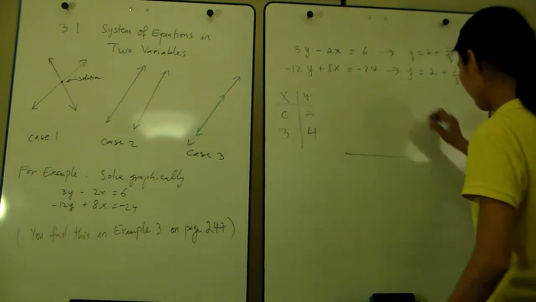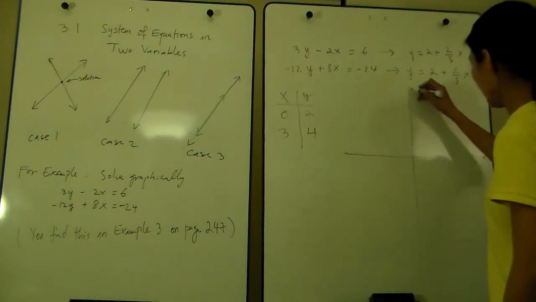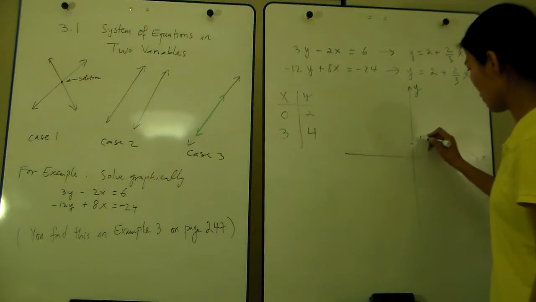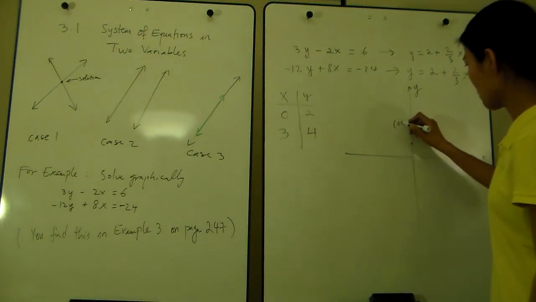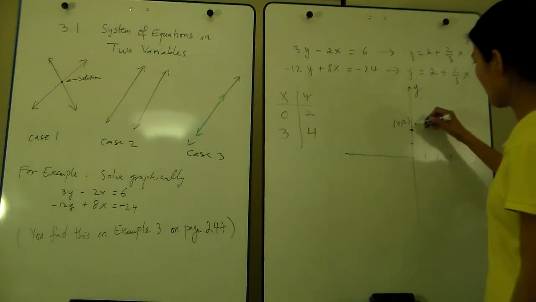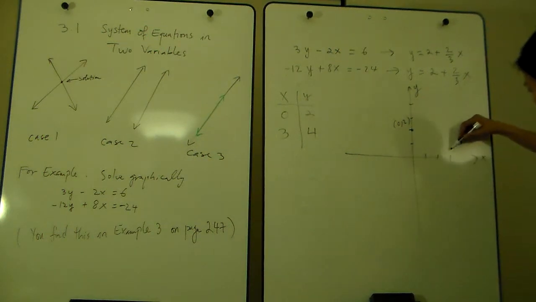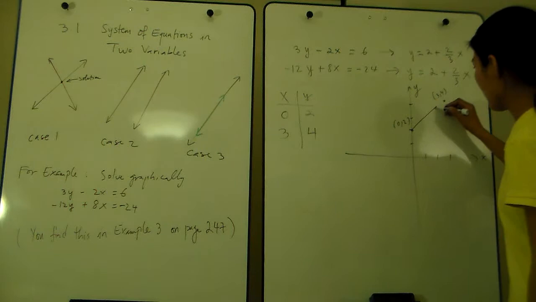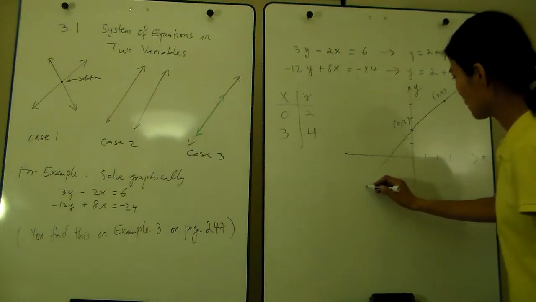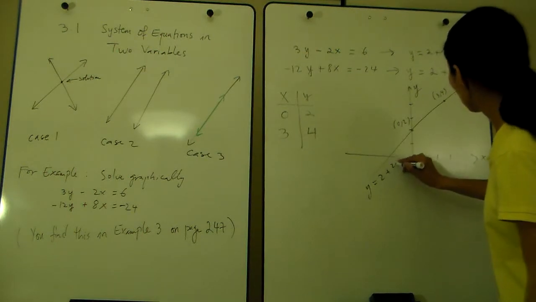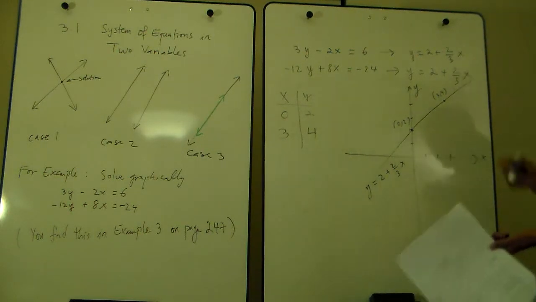I can graph it. When x equals 0, y equals 2. 0 here, go up 2. So the point is 0, 2. When x is 3, 1, 2, 3, y is 4, 1, 2, 3, 4. When x goes to 3, y is 4 up here. Okay, so graphing the first line, y equals 2 plus 2/3 x. This is the first line, okay?